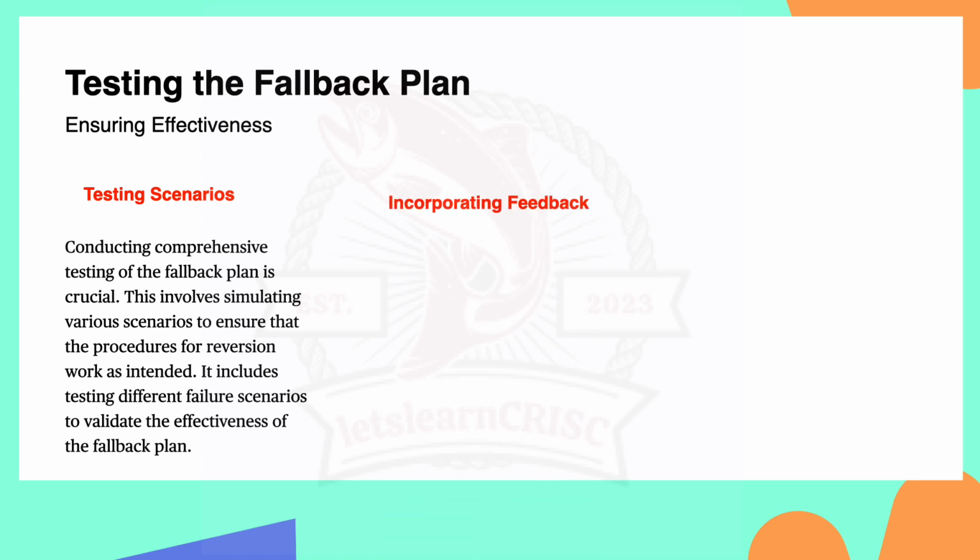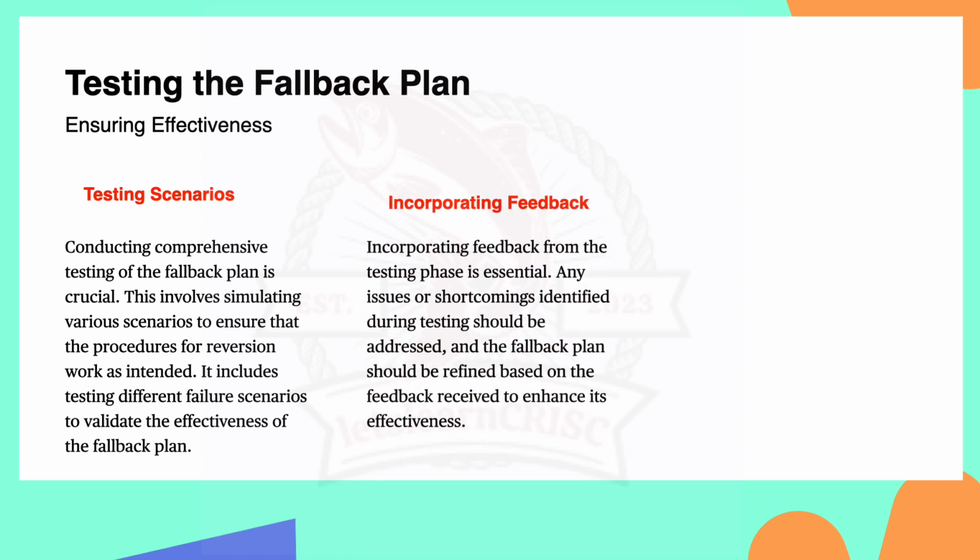Next is about incorporating feedback. Friends, gather feedback from the testing phase and address any issues or shortcomings, which refines the fallback plan based on the feedback to enhance its effectiveness, right? Just take an example, it is like refining a recipe book based on taste tests, right? So feedback helps to improve the fallback plan, making it more reliable for actual use, right?